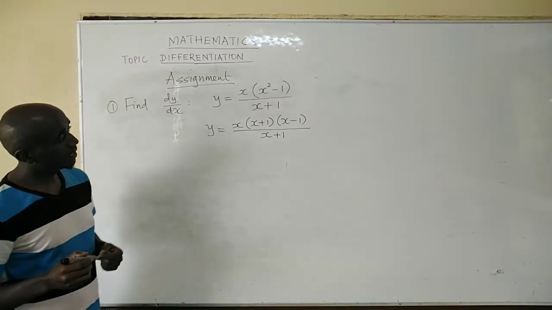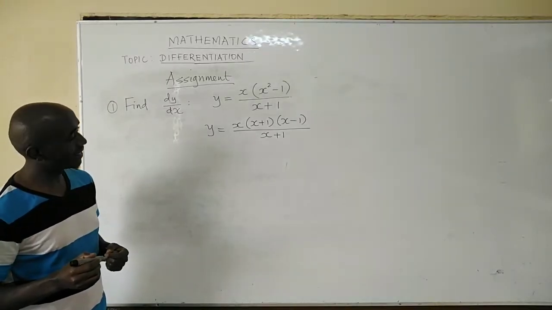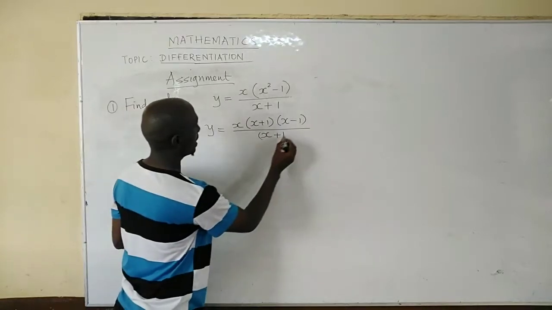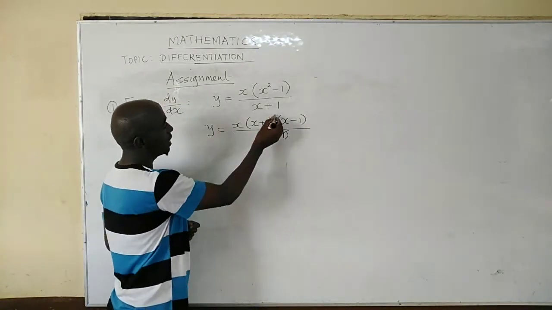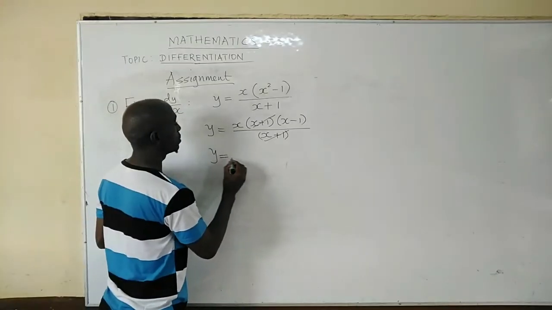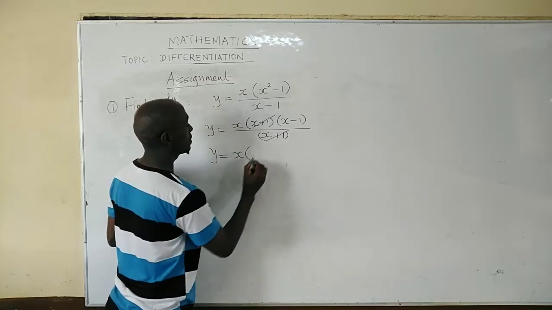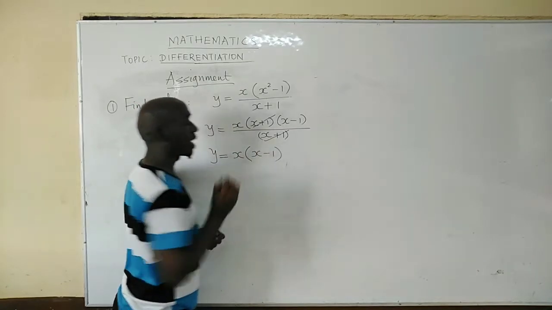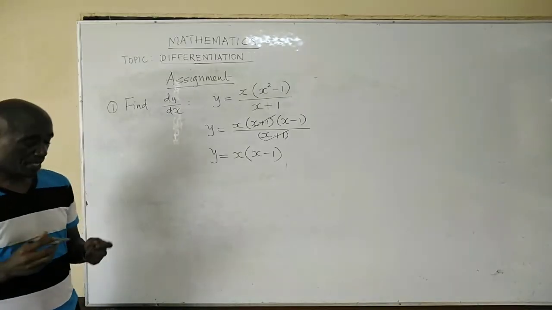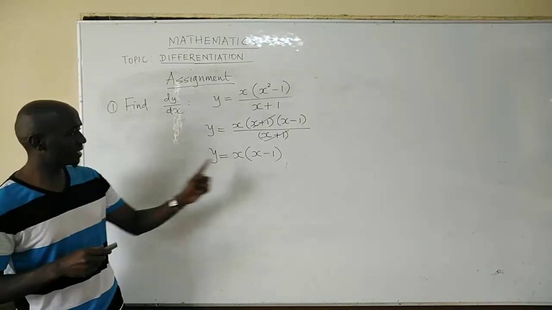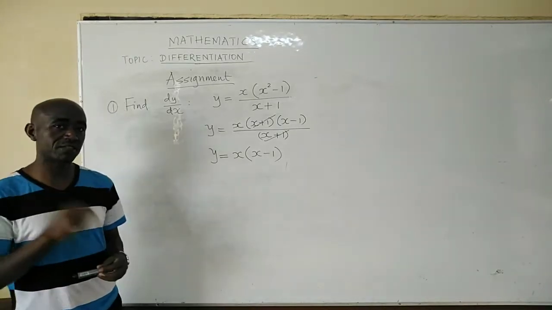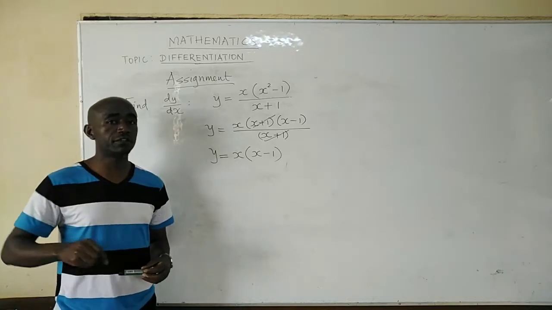Now you can do some cancelling. That is, we have x plus 1 in the denominator here, which can cancel with x plus 1 there in the numerator. So when you cancel, you will remain with y is equal to x times x minus 1. Again, we have a bracket, so we have not completely removed the bracket. So we still have a bracket which must be removed before differentiation.